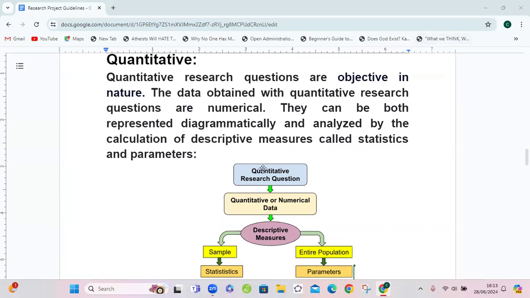So here you have it. Quantitative research questions lead you to collect quantitative or numerical data that will lead you to calculate descriptive measures to describe the data that you have collected. And if you have collected a sample, these descriptive measures are called statistics. But if you have performed the census, that means you collected data from the entire population, these descriptive measures are called parameters.